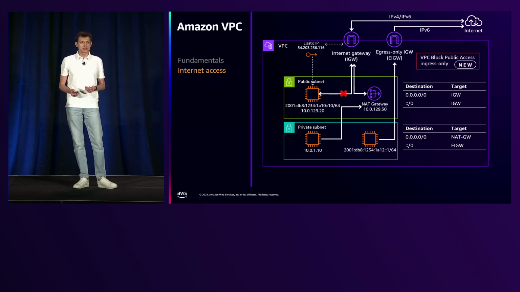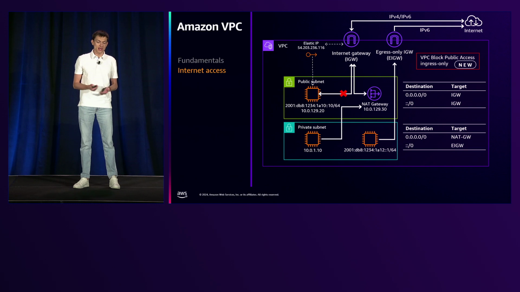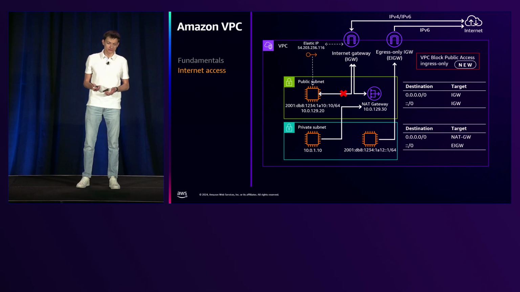We have just released a new feature called VPC Block Public Access, and it's a new data plane control for connectivity to and from the internet. It has several modes, and you can set up exclusions. In this case, if I set up an ingress-only mode for BPA, the connectivity to this top-left instance from the internet will not be allowed, but the outbound connectivity through a NAT gateway will still be allowed.